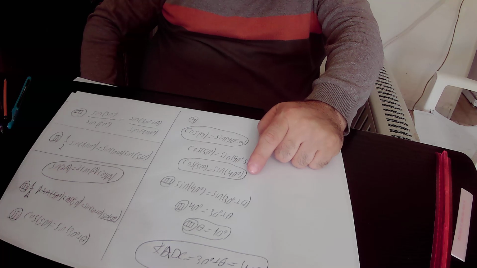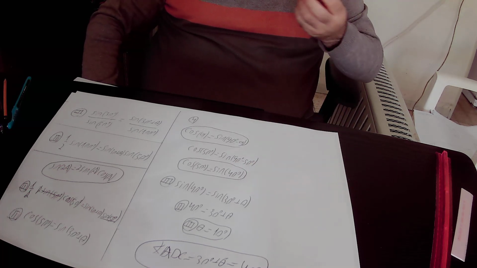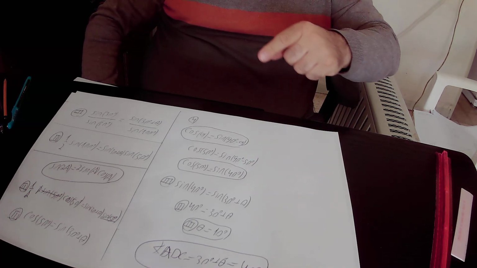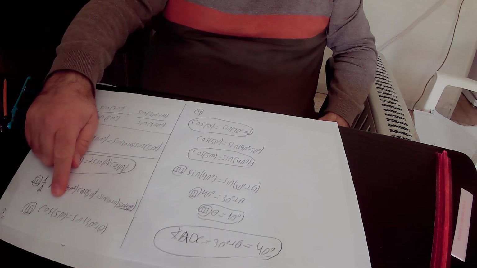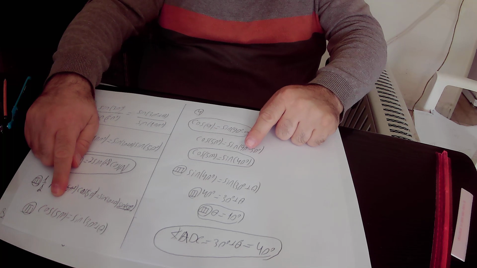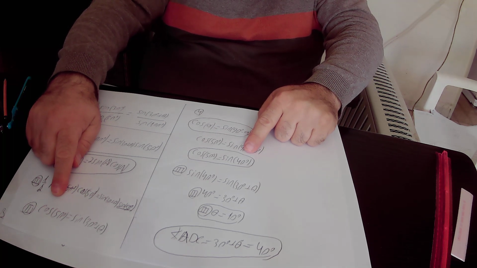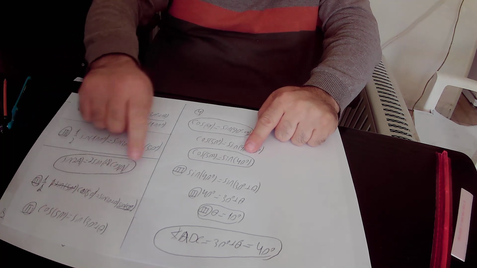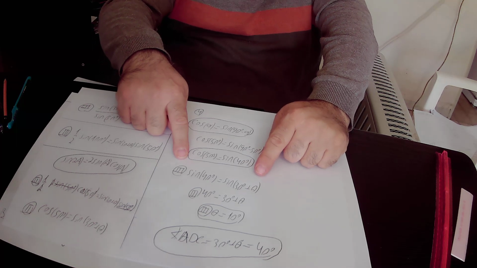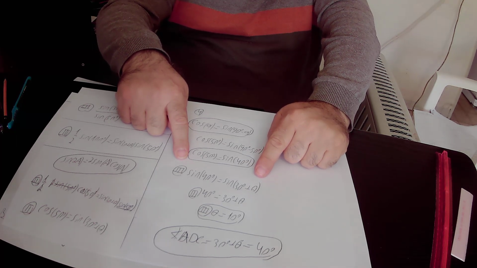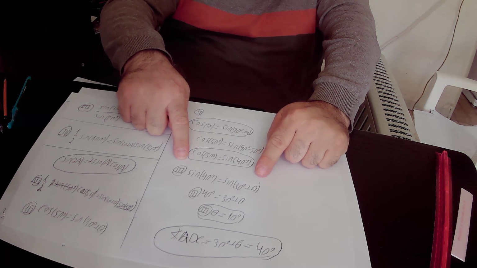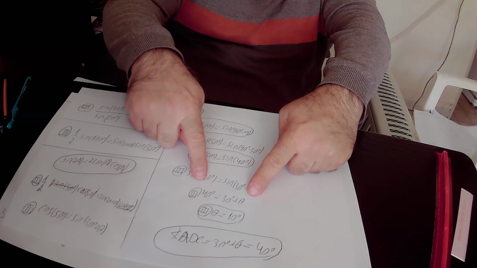90 degrees minus 50 degrees is 40 degrees, therefore we found out that cosine 50 degrees equals sine 40 degrees. What does it mean? It means that we can change cosine 50 degrees in equation number 3 by sine 40 degrees. Why? Because they are equal to each other. We did it, and we got that sine 40 degrees equals sine 30 degrees plus theta. What does it mean? It means that 40 degrees equals 30 degrees plus theta.